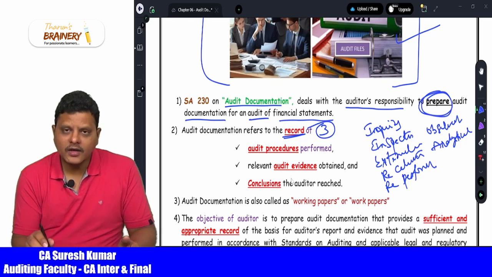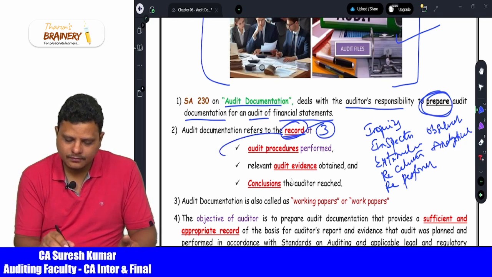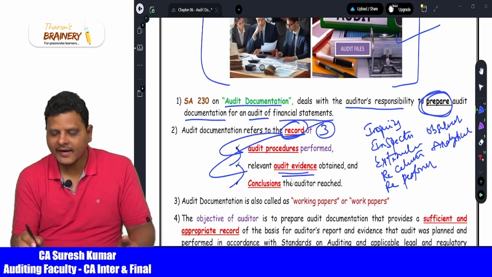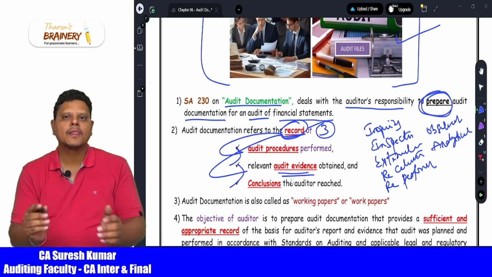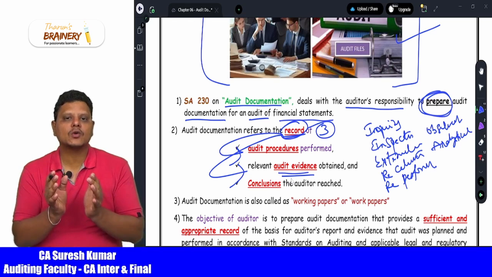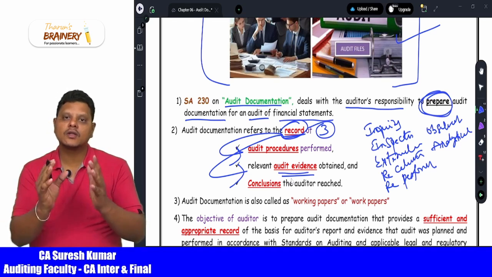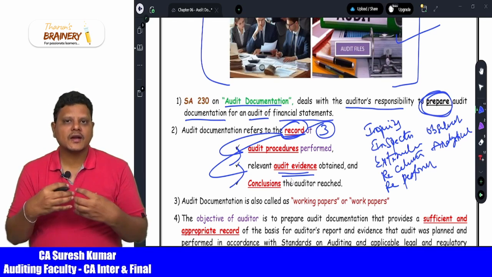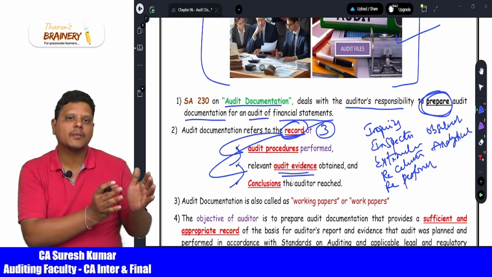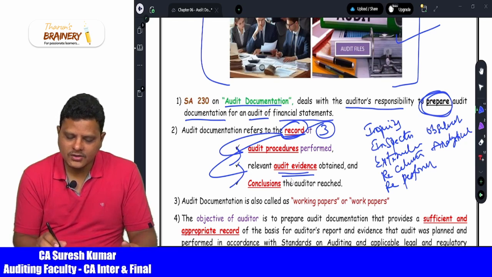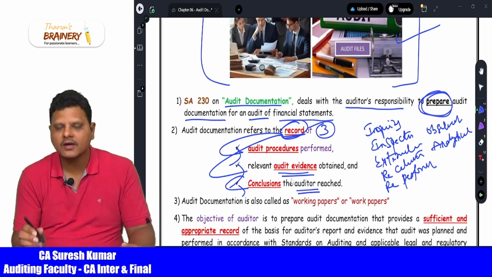Then the auditor should record the audit evidence collected during the course of the audit. What is the meaning of audit evidence? It is nothing but information collected by the auditor during the course of the audit. Whatever information the auditor has collected, he needs to document in a separate file. Finally, the audit documentation should also record the conclusions reached by the auditor.